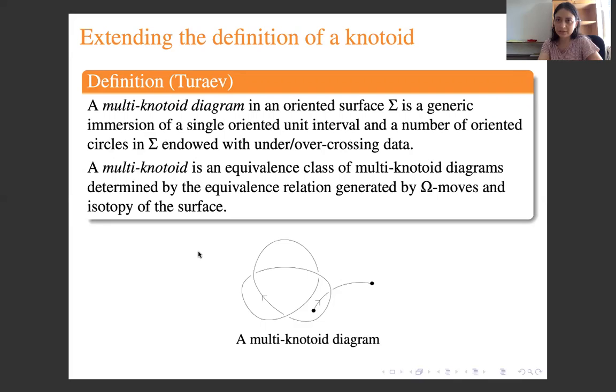Again, we endow each intersection and self-intersection of the components of a multi-knotoid diagram to admit an under or over data. And we assume the same set of isotopy moves generated by the Reidemeister moves, and the isotopy moves happening in the surface sigma, and we define a multi-knotoid to be an equivalence class of multi-knotoid diagrams considered up to this equivalence relation, the isotopy relation.